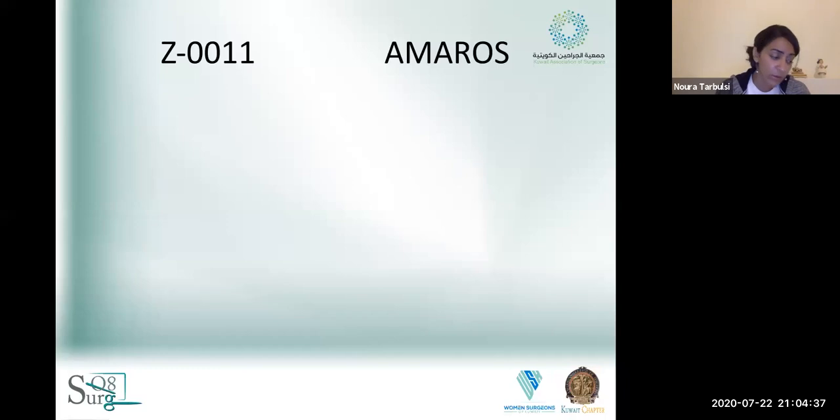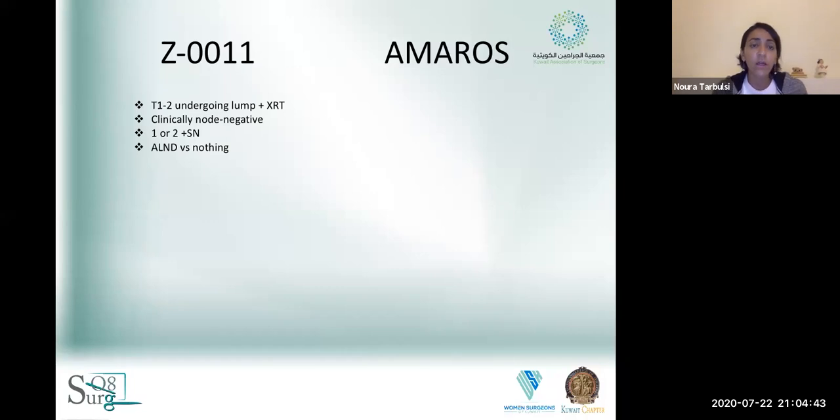So Z11 and AMAROS, I'm sure most of you, the R5s, are familiar with those trials. I'm summarizing it here so you can go back to it quickly whenever you want to remember the indication. The Z11 is a randomized controlled trial that included patients with T1 or 2 tumors, up to 5 centimeters, undergoing lumpectomy followed by radiotherapy. They're clinically node negative and they have 1 to 2 positive sentinel lymph nodes.